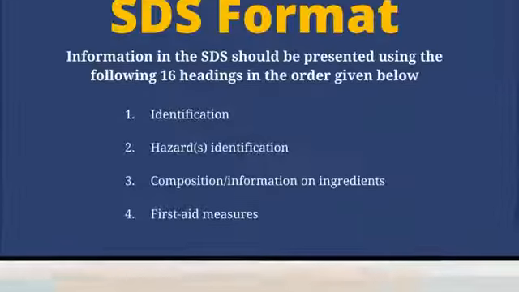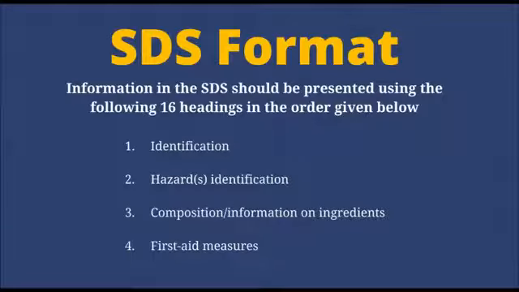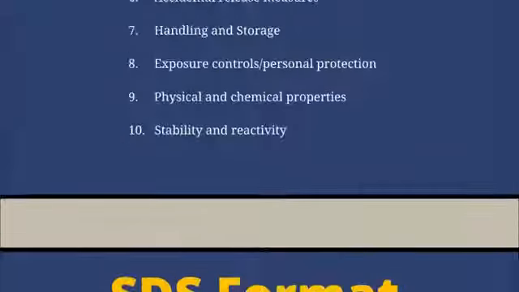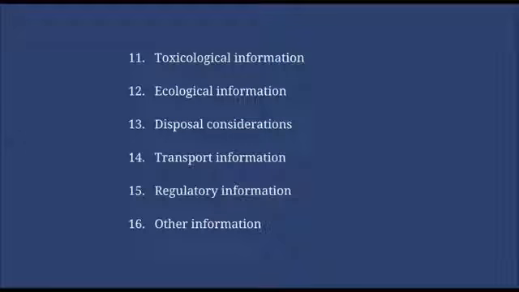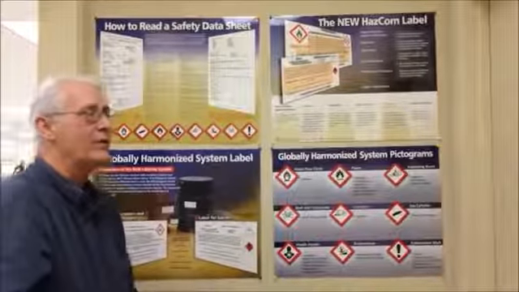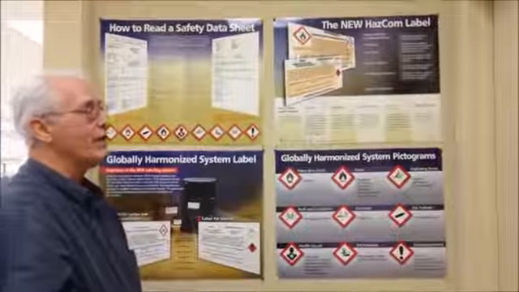Those sections are product and company identification, hazards identification, composition information, first aid, firefighting, accidental release, handling and storage, exposure, personal protection, physical and chemical properties, stability and reactivity, toxicological information, ecological information, disposal considerations, transport information, regulatory information, and the final section 16 is other information. All 16 sections are required in that order to be in compliance for the new SDSs.